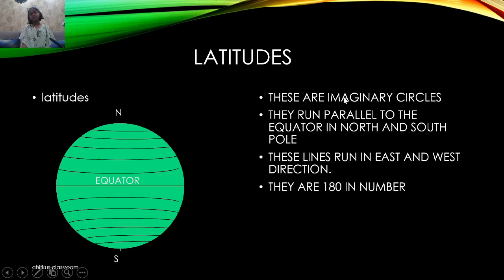And now we're going to be learning about the latitudes. These are imaginary circles, and they run parallel from the equator to the North Pole and the South Pole here. These lines run from east to west, and there are 180 latitudes. So they're imaginary lines which run parallel from the equator to the North and the South Pole.